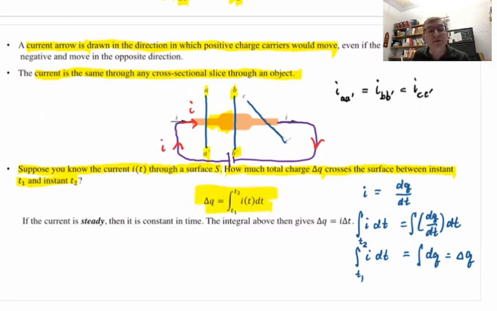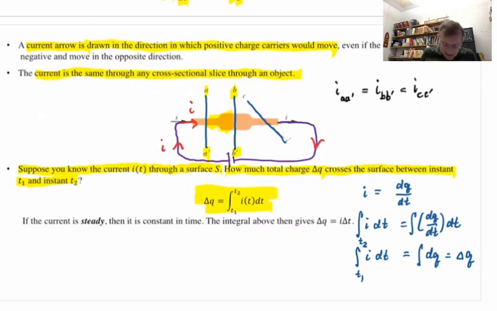Okay? To get the total amount of charge delta q that passes through a surface in a certain time interval that starts at t1 and ends at t2, you integrate the current. Notice that's just based on the definition of current and rearranging it.